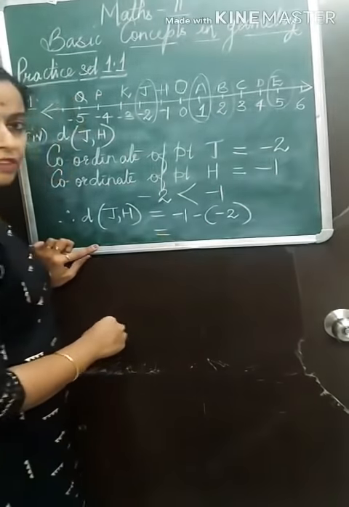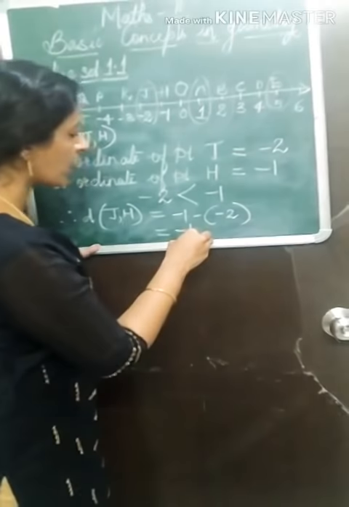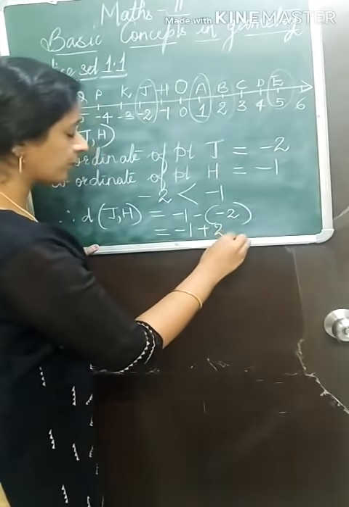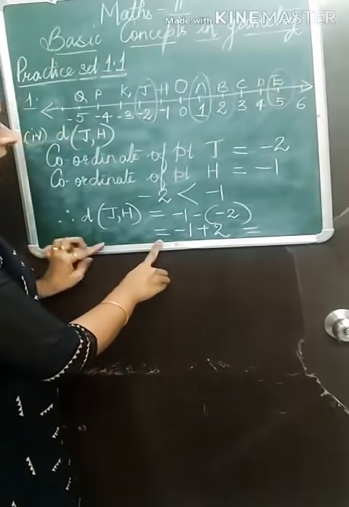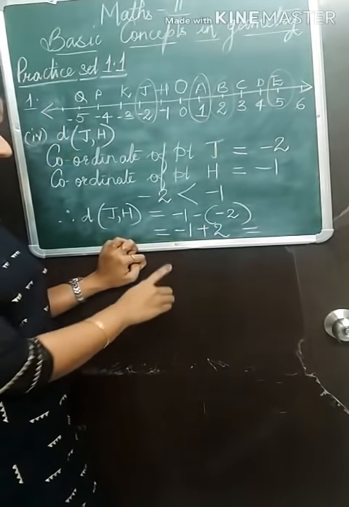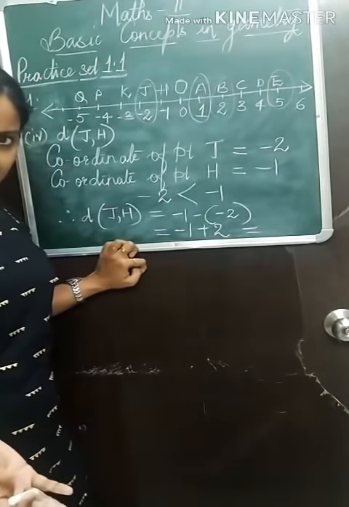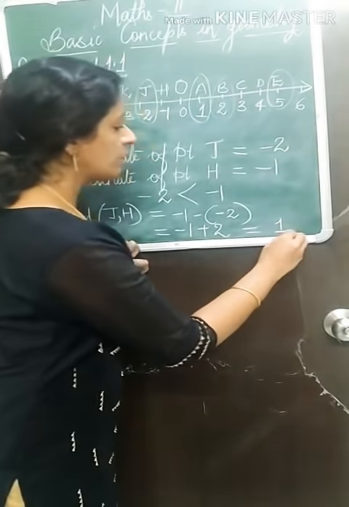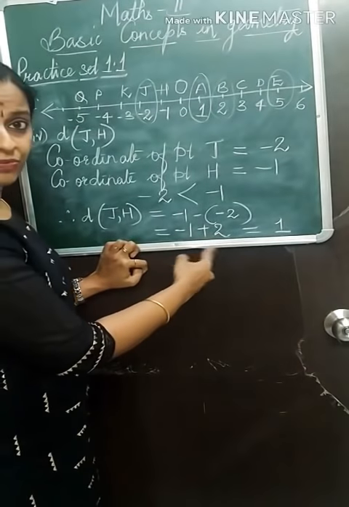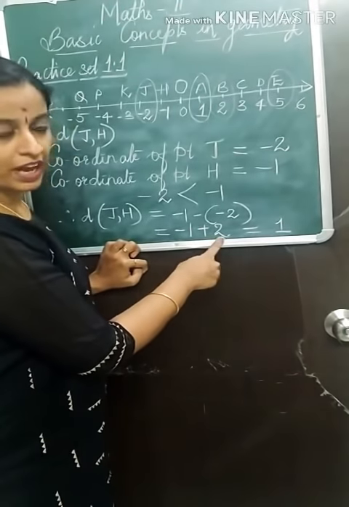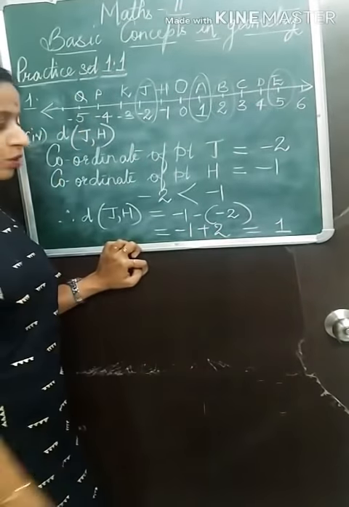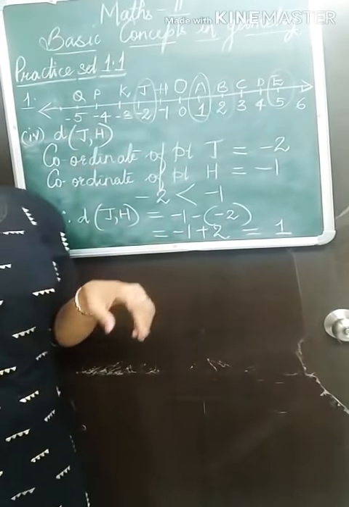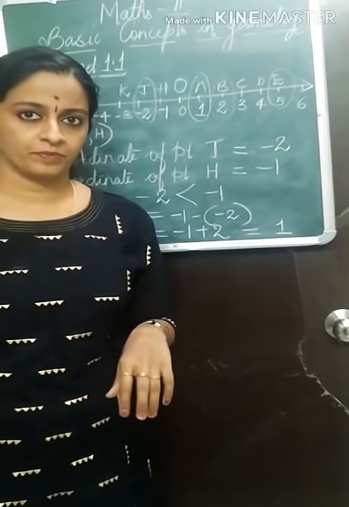So, if you solve it further, what will you get? -1, minus and minus will become plus 2, which is equal to, again you have a minus and a plus. Minus into plus is minus. Subtract now: 2 minus 1 is 1. Which is the greater number, 1 or 2? The number is 2 and its sign is plus. So our answer is 1. Distance between J comma H is equal to 1.